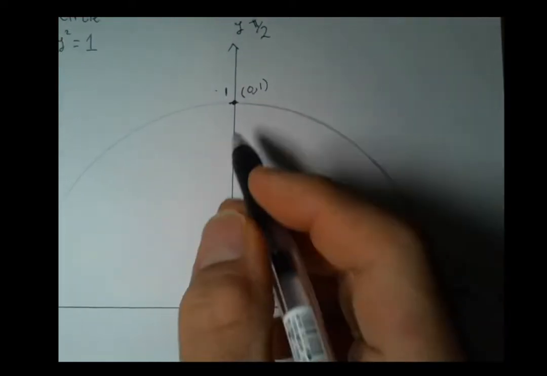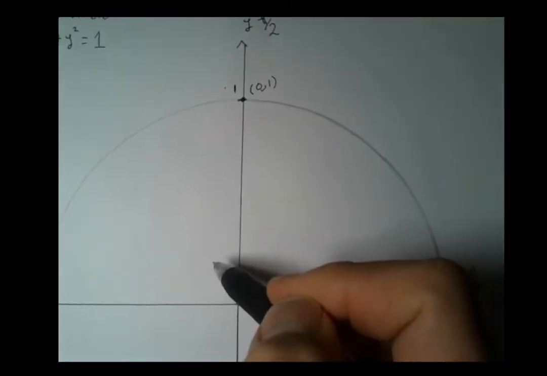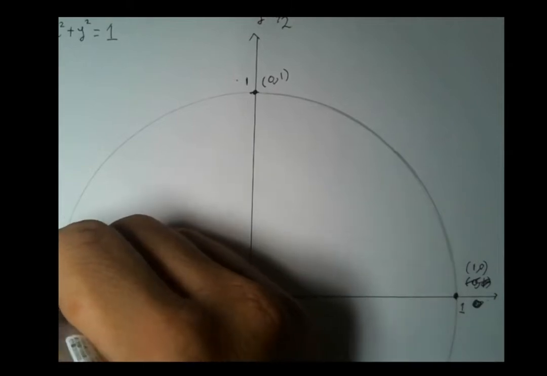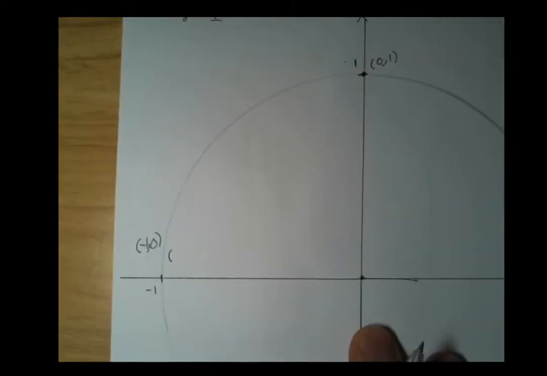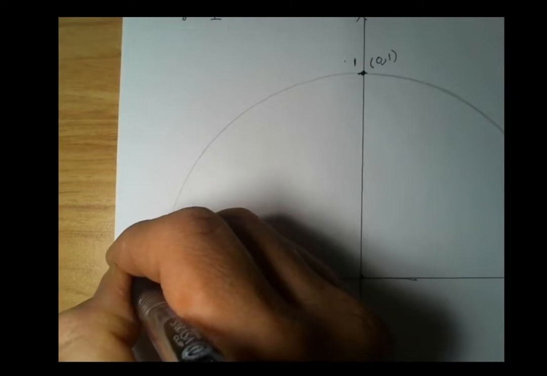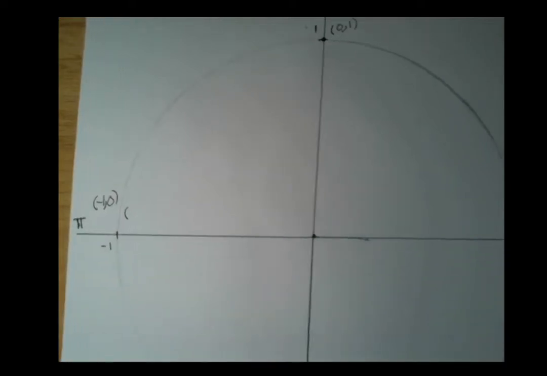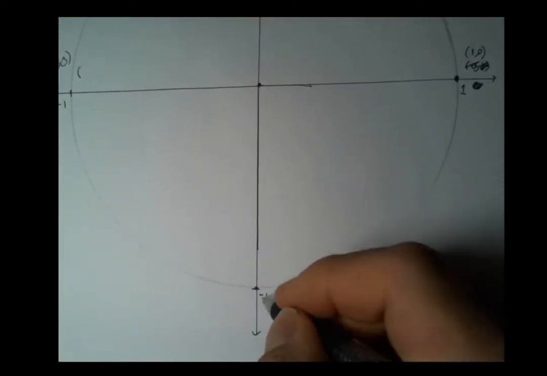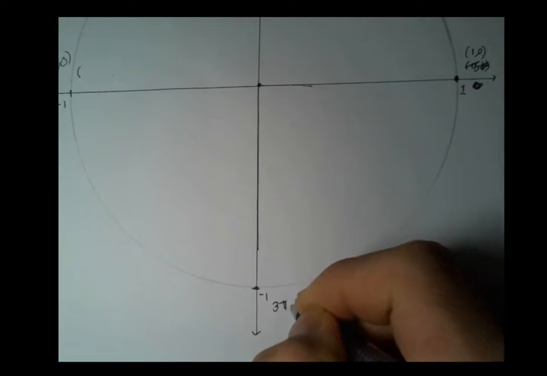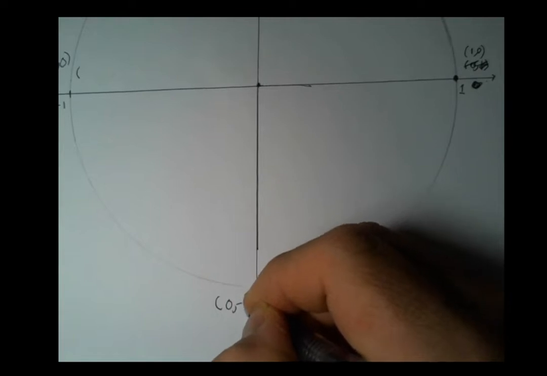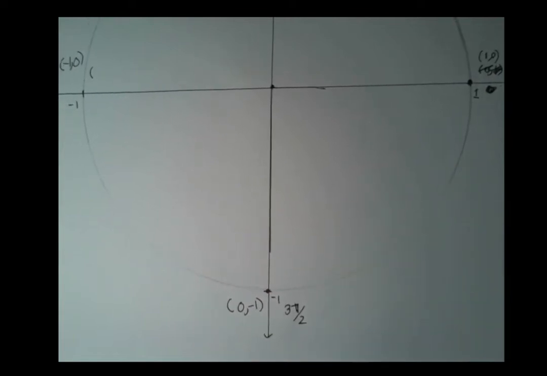As I continue, I go to the next axis, another 90 degrees. That leaves me at this point, negative 1, 0, which corresponds to a radian measure of pi radians. Sweeping another pi over 2 radians leaves me at 3 pi over 2 down here, with coordinates 0, negative 1. Those are our quadrantal angles.